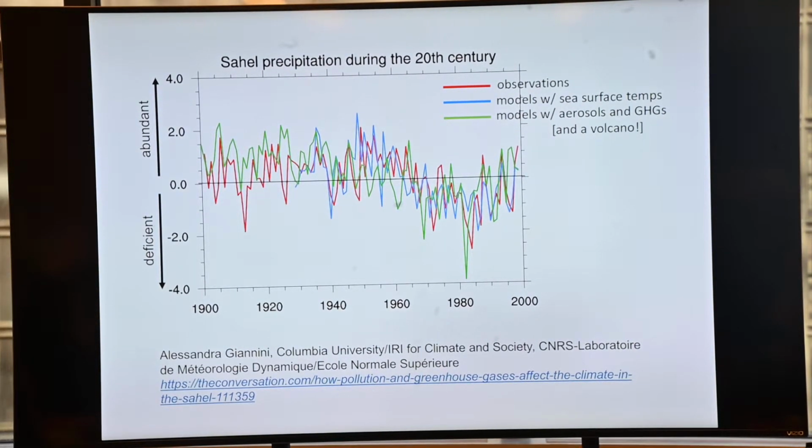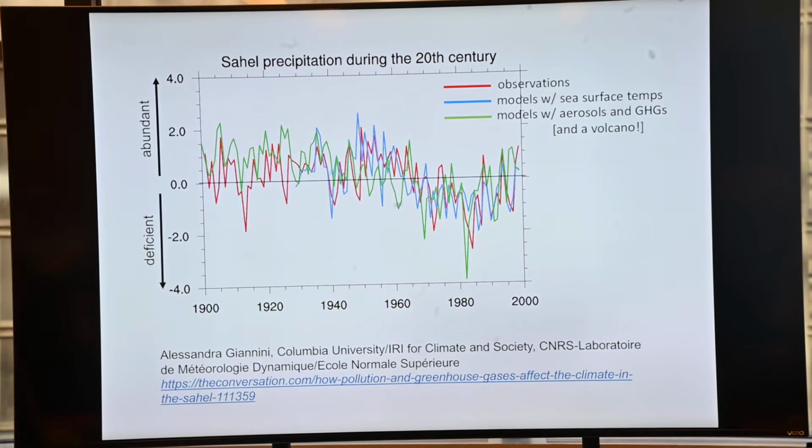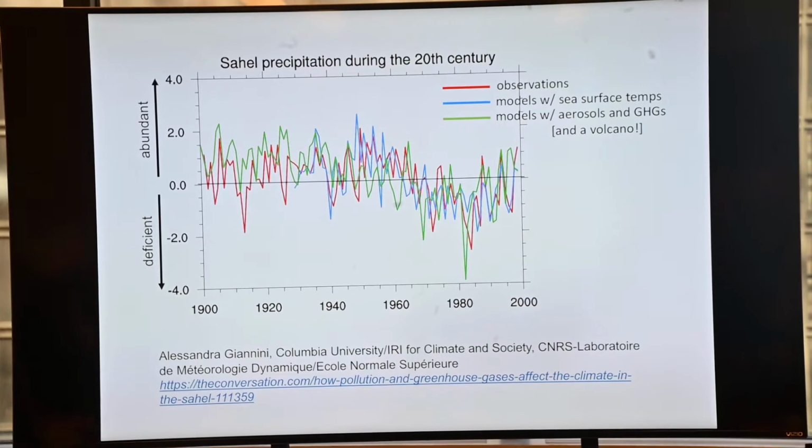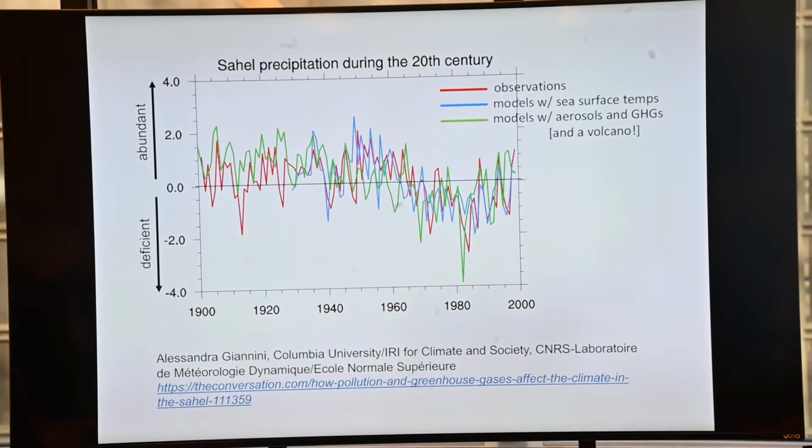The blue line is if you use a climate model and the only information about the real world you feed it is the surface temperatures of the oceans, you see that you can reproduce that drop. You can reproduce the high stand in the 50s and 60s and then the decline into drought in the 70s and 80s. So the oceans have a big part in this climatic shift.